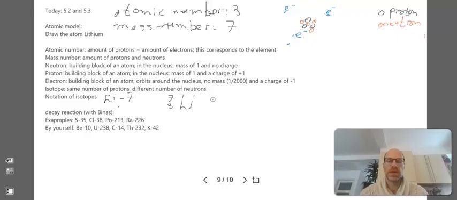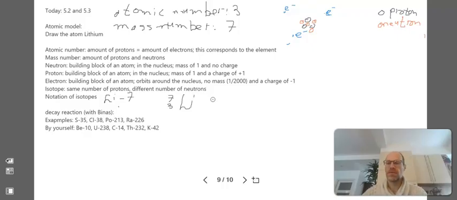Too few neutrons and you don't have enough glue, too many neutrons and you have too much glue and it becomes unstable. And if it becomes unstable, that ratio needs to become better. And there are two ways how that ratio can become better. One is with alpha decay. With alpha decay, they simply kick away 2 protons and 2 neutrons.